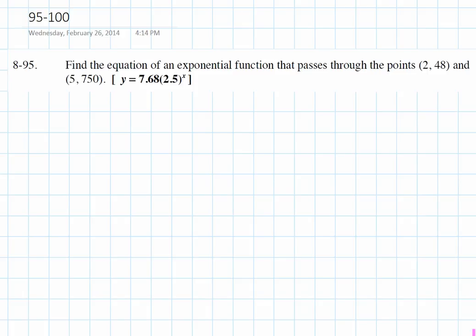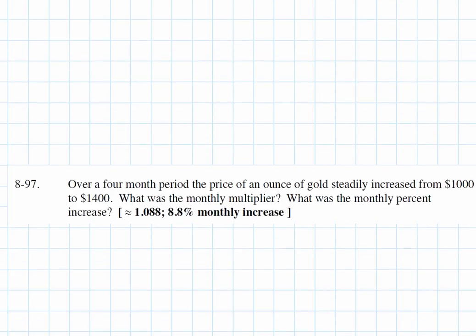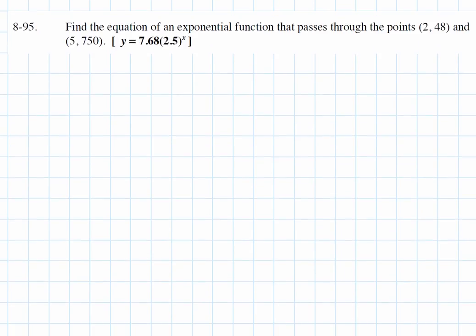Tonight's homework assignment is 95 through 100, and I've decided to record a brief lesson for two of the problems. One of them is 95, and I think I also am going to go ahead and talk about 97. So on 95, it says find the equation of an exponential function that passes through two different points here. One of them is (2, 48), and the other one is at (5, 750).